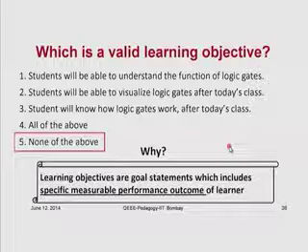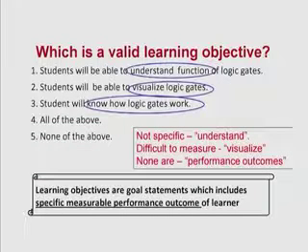Let us revisit the definition of learning objective. What does the definition say? Learning objective includes specific, measurable performance outcome of the students. So now, let us see one by one all these learning objectives. The first learning objective is: students will be able to understand function of the logic gate.